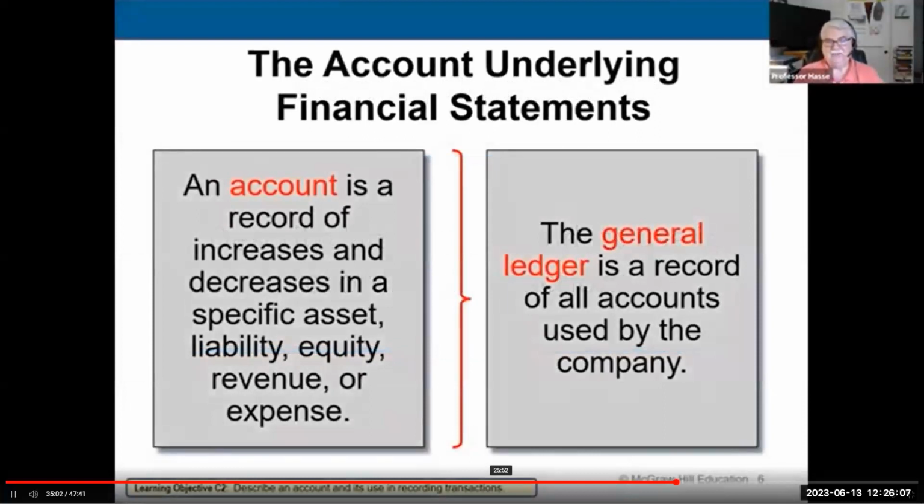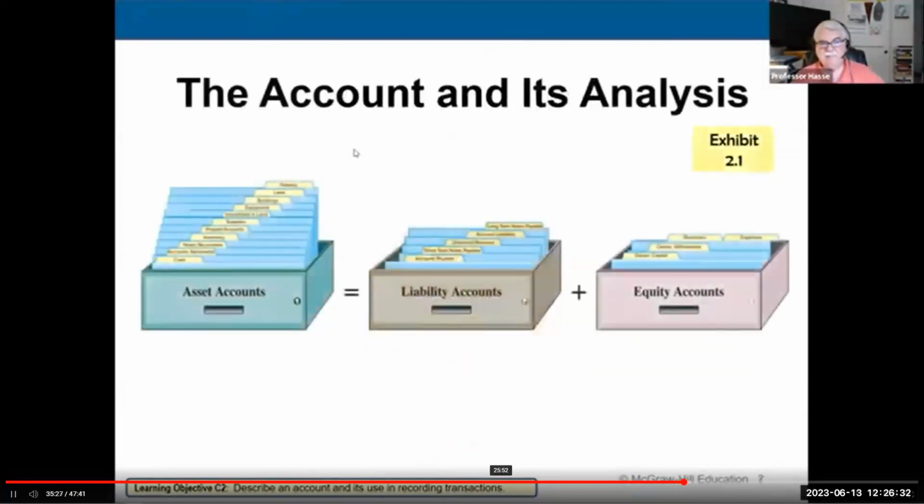What is an account? Cash account, capital account, expense account, revenue account. An account is a record of increases and decreases in a specific activity, asset, liability, equity, revenue, expense. The general ledger is a record of all accounts used by the company. You have all your asset accounts, your liability accounts, your equity accounts. They all have to be in balance.